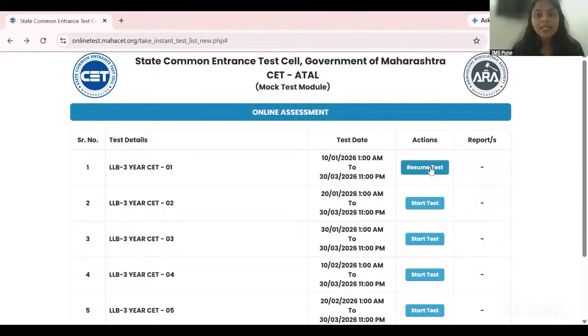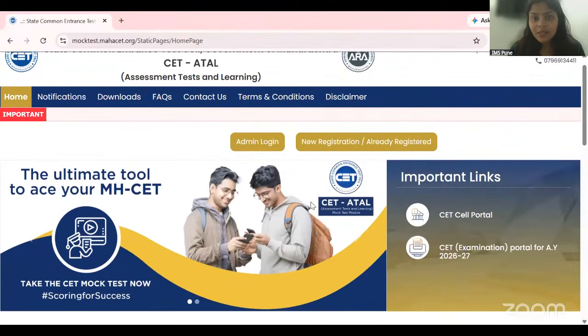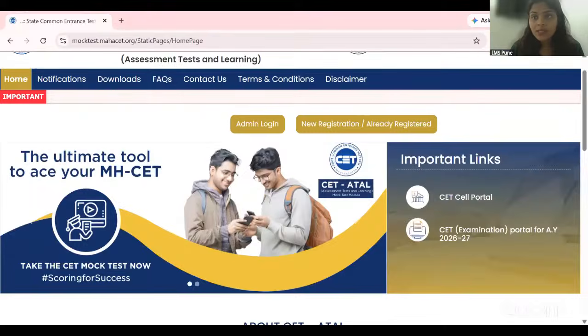Now, without further delay, let's get started and let's try to understand how we actually solve this paper, right? So let's go ahead and solve it. I will just click on resume test since I have already attempted the test before, right? So that is why it is showing the resume test option.